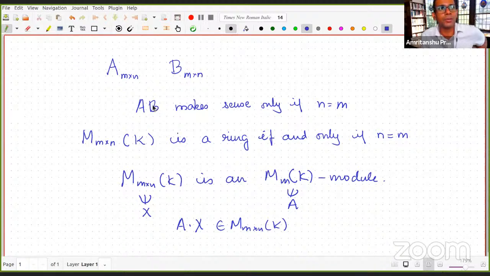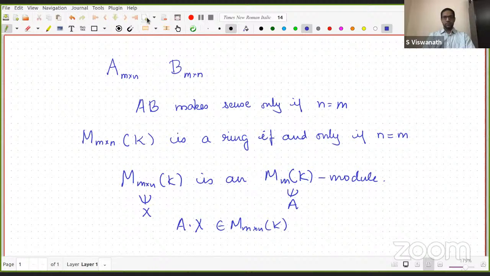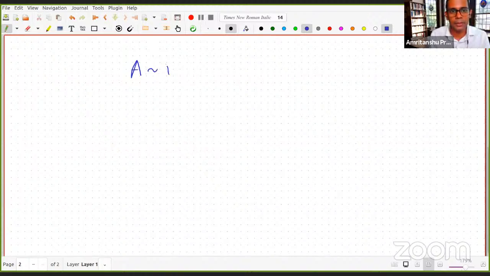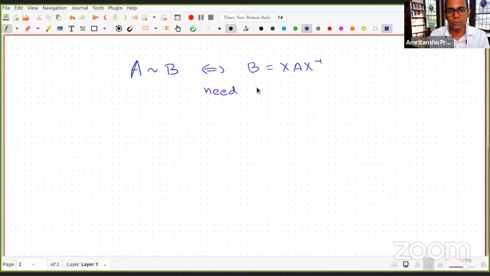And also when we talk about rational canonical form and Jordan canonical form, it doesn't make sense to do x a x inverse. You wouldn't be able to write x a x inverse unless both m and n were the same. But we did look at rectangular matrices when we talked about equivalence of matrices, where we somehow decoupled the left multiplication and the right multiplication. So we said that A is similar to B means that B is x a x inverse. For this, you need A to be a square matrix.